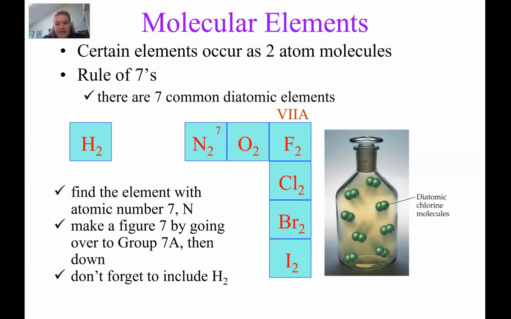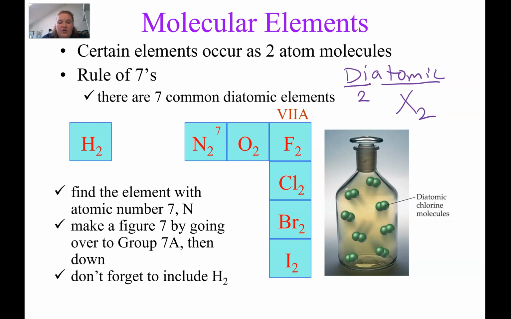So we're going to dive a little bit deeper into a couple of these labels, and one of them is the molecular elements label. There are 7 elements that form what is called a diatomic. So again, if we look at that word, we know that di means 2. Atomic is really just saying atom. So it's saying that there's 2 atoms. So it's saying that these elements come in pairs.